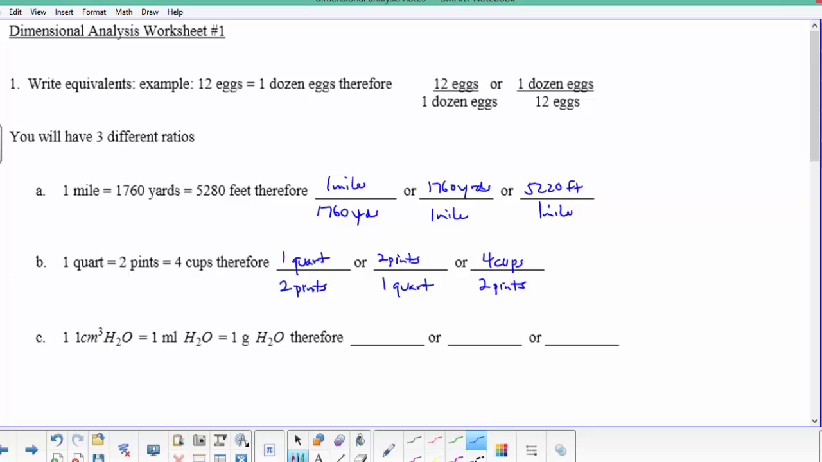And the last one, C, we can say that 1 centimeter cubed of water is equivalent to 1 milliliter of water, which is equivalent to 1 gram of water. Therefore, 1 cubic centimeter is equivalent to 1 milliliter, 1 milliliter is equivalent to 1 centimeter cubed, or we can say that 1 gram is equivalent to 1 milliliter.